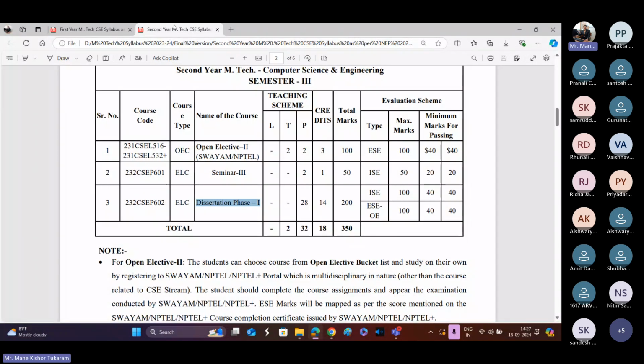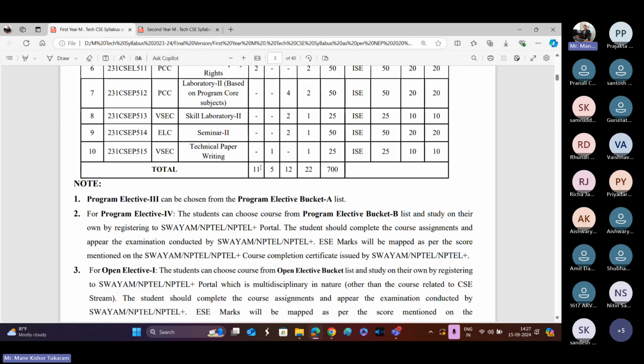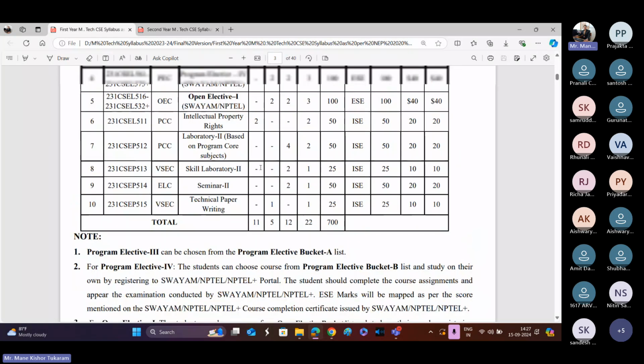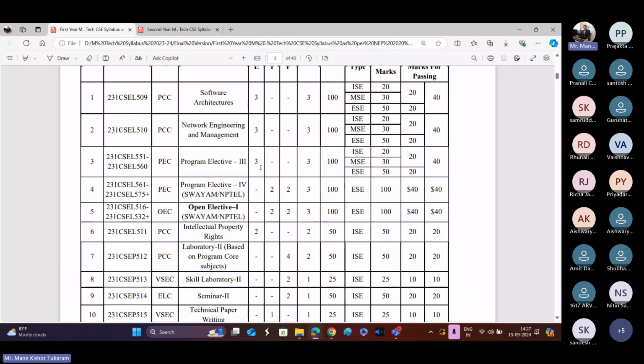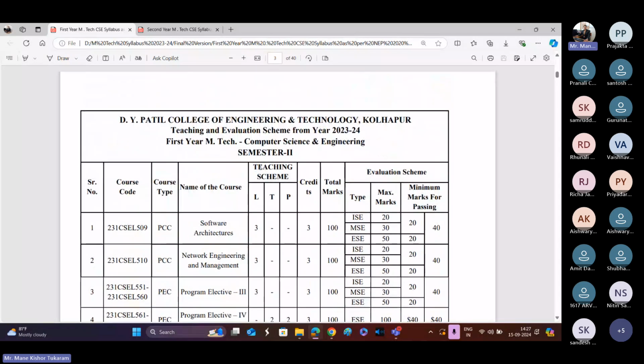So in the second year you have to focus only on the project, and in the first year we have the subjects. So our syllabus is simpler than other university syllabi.